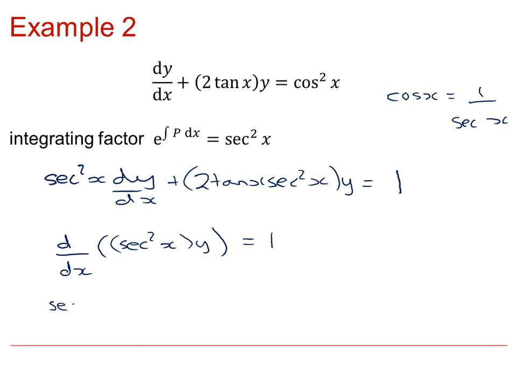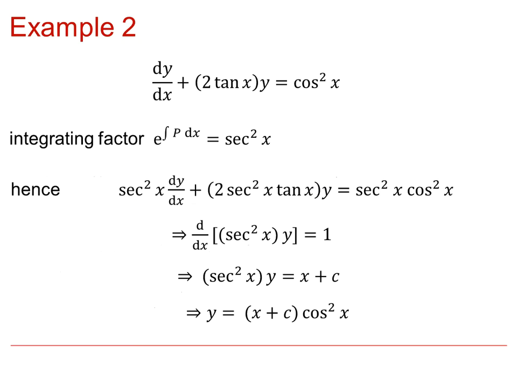Thus, when we integrate, sec squared x times y will equal the integral of 1 dx, or x plus c. And then when we divide through by sec squared x to isolate the y, we get the result that y equals x plus c cos squared x, again remembering that cos x and sec x are reciprocals.